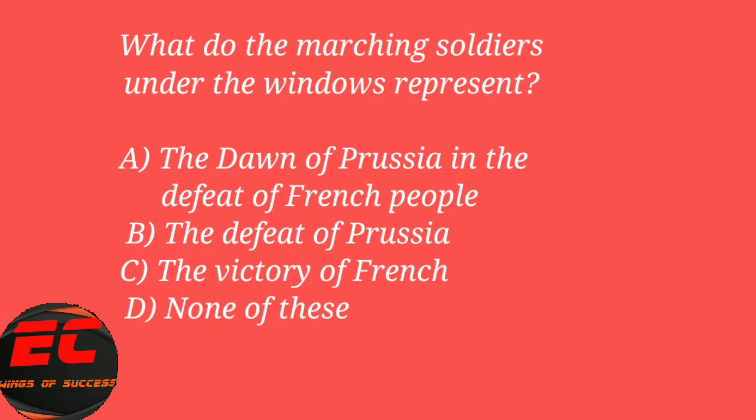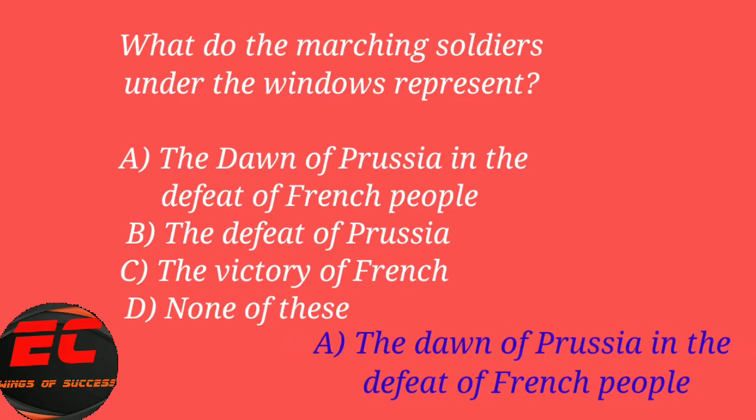Next, what do the marching soldiers under the windows represent? Four options are there. Option A, the dawn of Prussia in the defeat of French people. Option B, the defeat of Prussia. Option C, the victory of French. Option D, none of these. So the correct answer is option A, the dawn of Prussia in the defeat of French people.